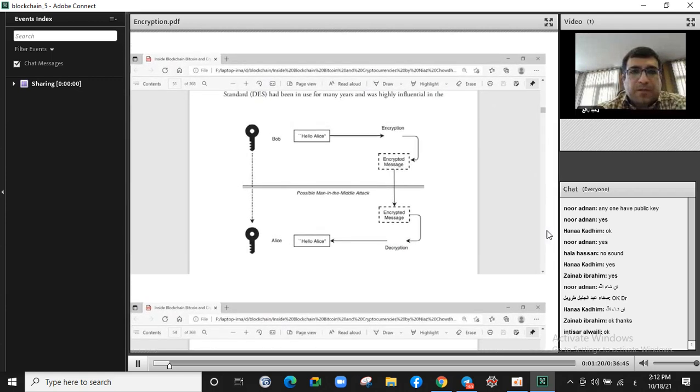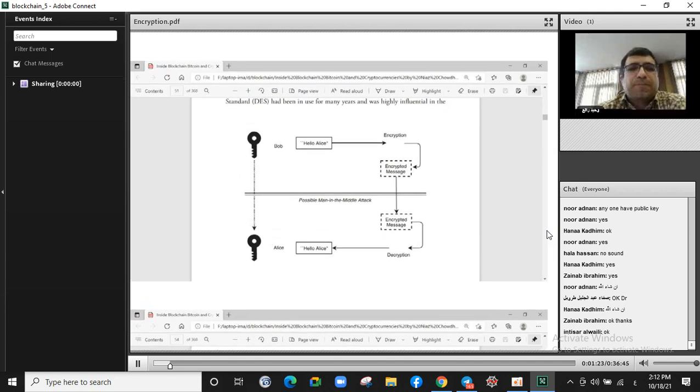In this picture, you can see that Bob wants to send a message, for example, hello Alice. Okay, Bob encrypts the message using his key. The encrypted message is sent through the network. Alice receives the encrypted message, and now Alice decrypts the message by her key, which is a copy of Bob's key. Okay, so both keys are the same.